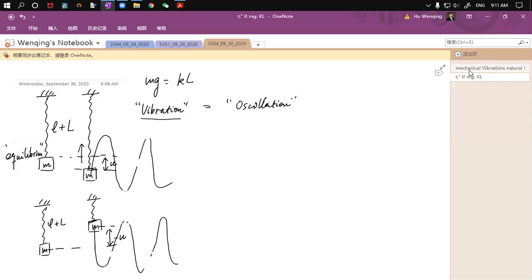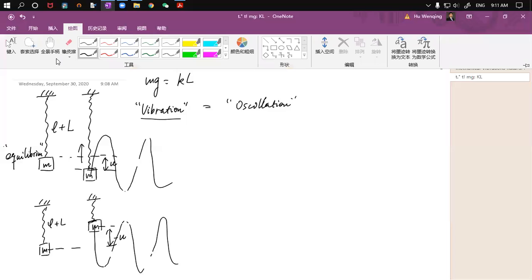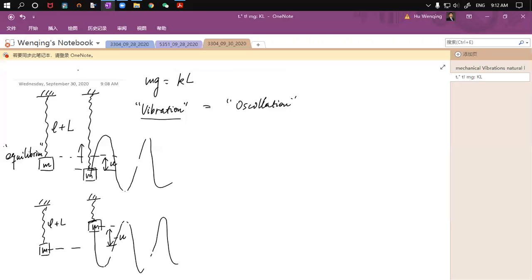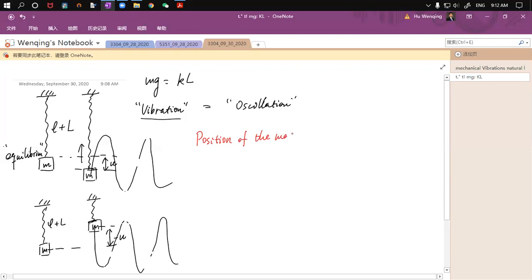So what we are going to do is this, and it is very important. I have to use black ink. So this is going to be very important: the position of the mass is measured with respect to the equilibrium position.